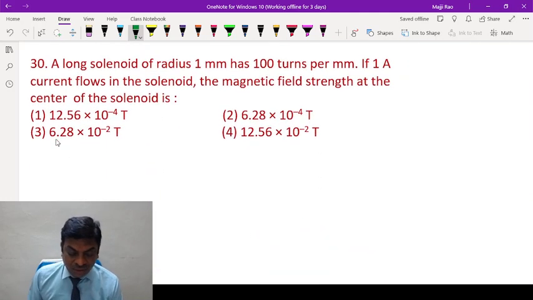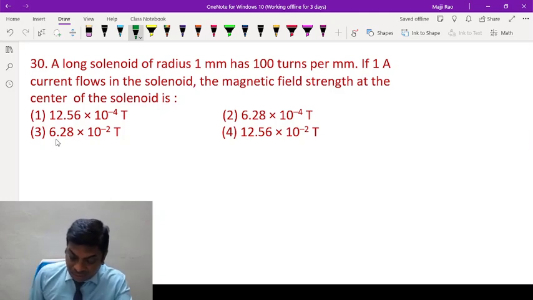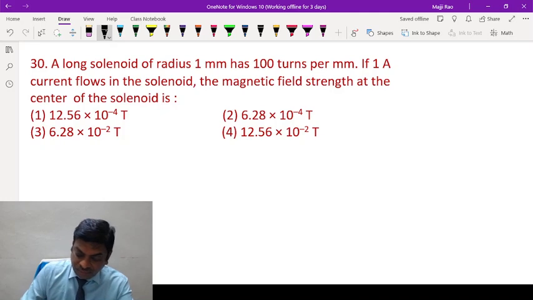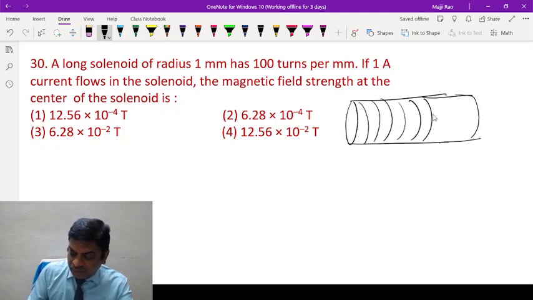Question number 30. A long solenoid of radius 1 mm has 100 turns per mm. If 1 ampere current flows in the solenoid, find the magnetic field strength at the center of the solenoid. Now we all know that the magnetic field at the center of a solenoid, assuming it to be ideal, is actually mu 0 N i, isn't it?